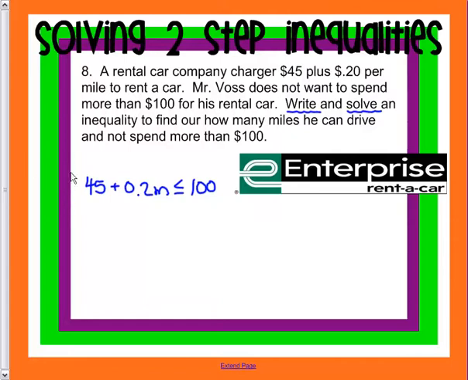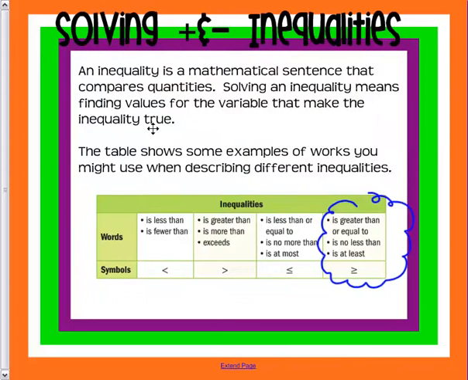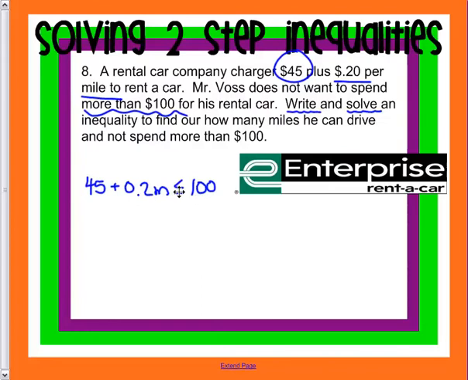Okay, so here's our equation. First thing that we need to know is that the rental car company charges $45 plus this 20 cents per mile to rent a car. Mr. Voss does not want to spend more than $100. So if we go back and we look at that table, we look here, no more than, is this less than or equal to sign? So that's why we look at this sign right here.